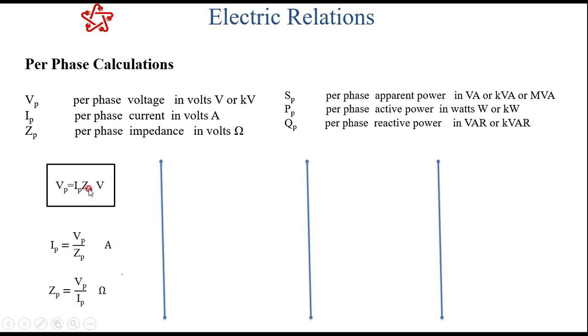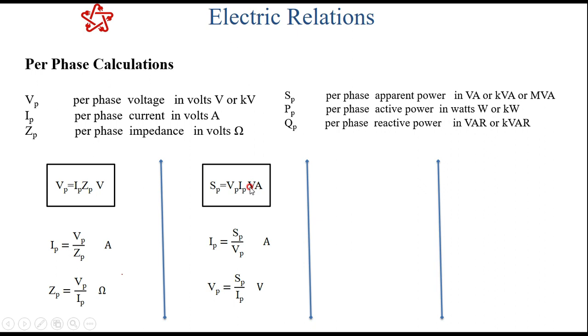Similarly, from the same equation, Zp is equal to Vp by Ip. Then suppose you know Sp is equal to Vp into Ip. Once again, it is a three variable equation: one is the volt ampere, and the others are the voltage and the current. The volt ampere, Sp, is nothing but the product of voltage and the current.